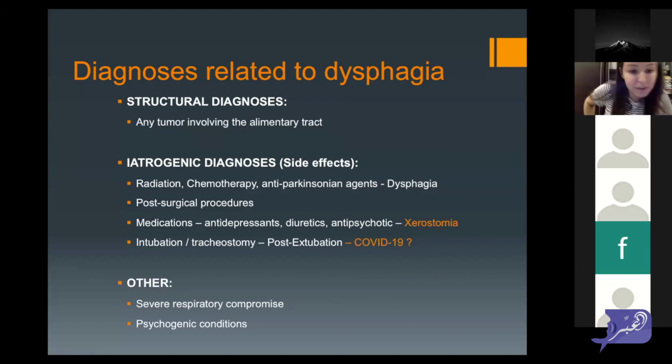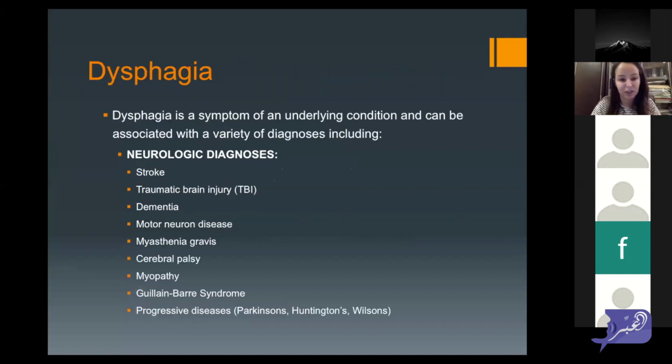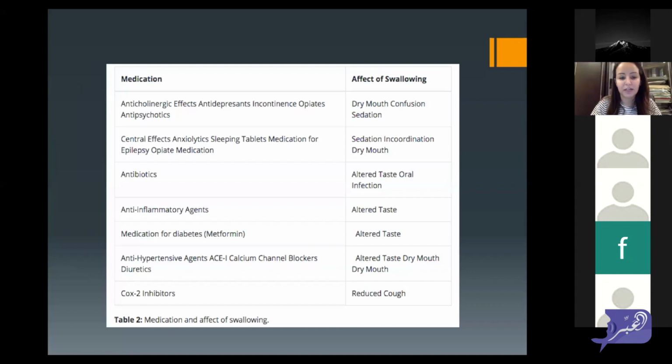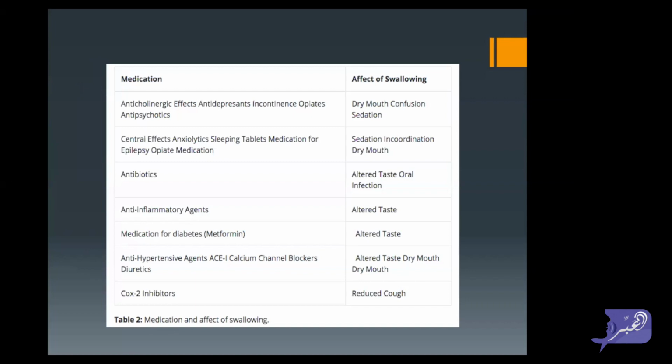So other diagnoses would be any kind of severe respiratory compromise, so chronic obstructive pulmonary disease, for example, COPD, and some psychogenic conditions. Okay, this is a table of the medications that can have some side effect. You may look at some of these and not understand what they are. It's okay as long as you discuss this with the pharmacist or the prescribing physician. But my take-home note is there are lots of medications out there that are given to the patients that can cause some kind of a problem that leads to dysphagia.